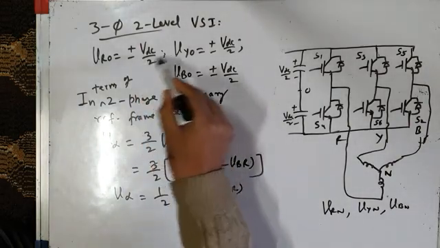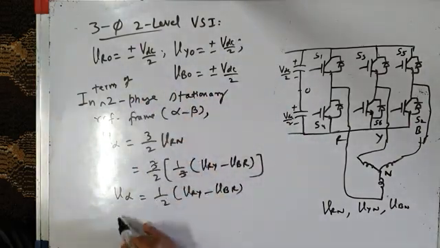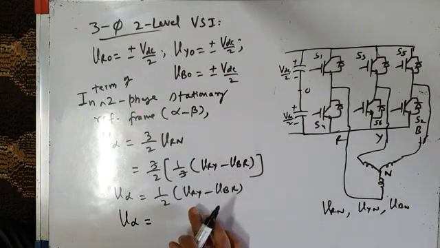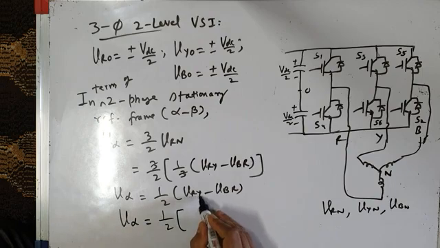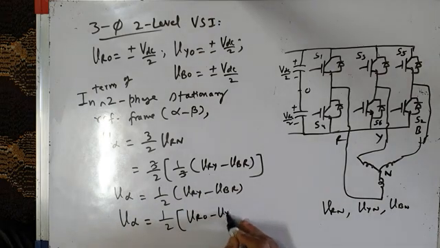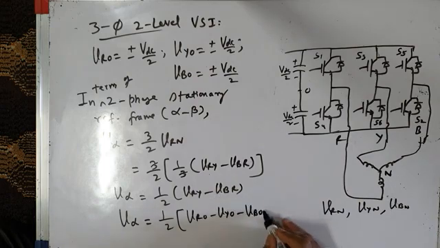But what do I have? I have pole voltages. Can I represent this voltage along the alpha axis in terms of pole voltages? Answer is yes. So it's 1/2 times, what is VRY? The line voltage VRY is equal to pole voltage VRO minus pole voltage VYO. So it is VRO minus VYO, minus VBR, which is VBO minus VRO. Minus into minus is plus, plus VRO.